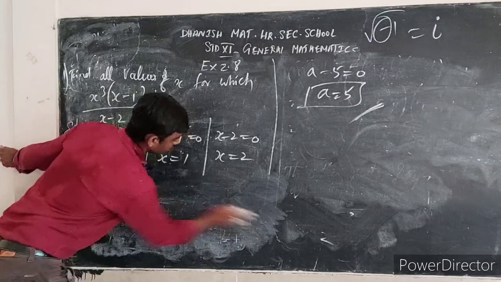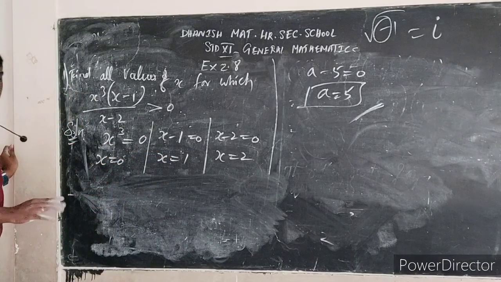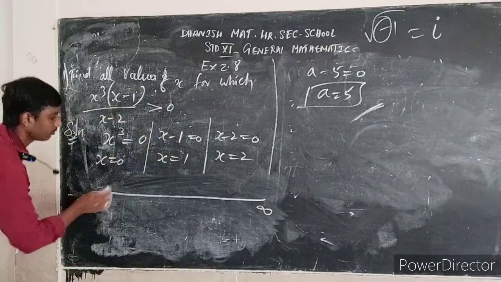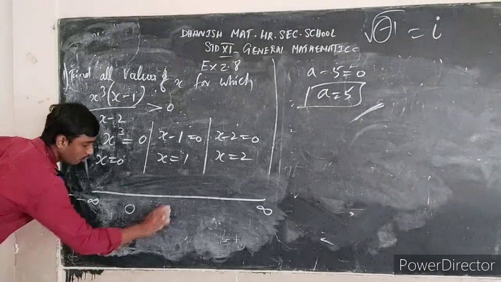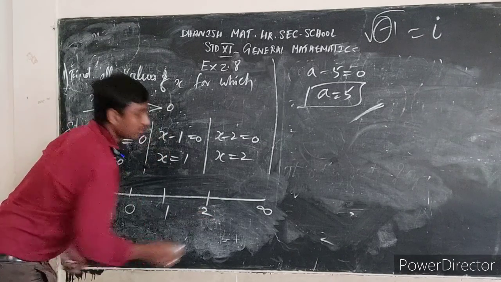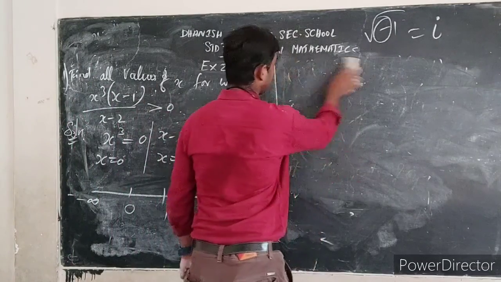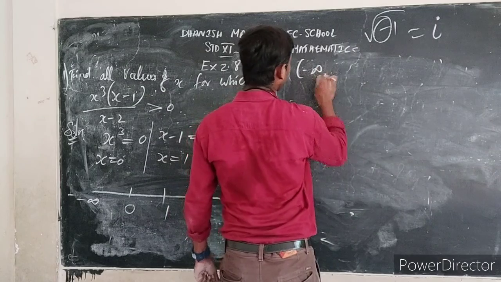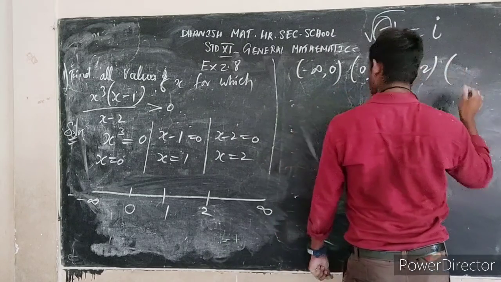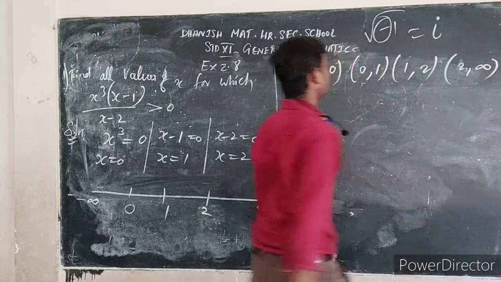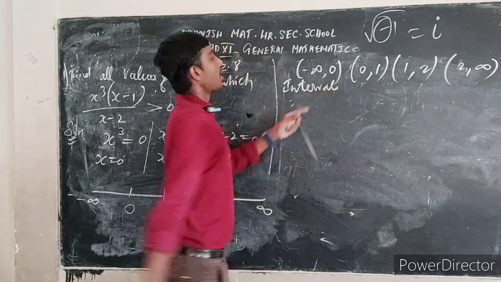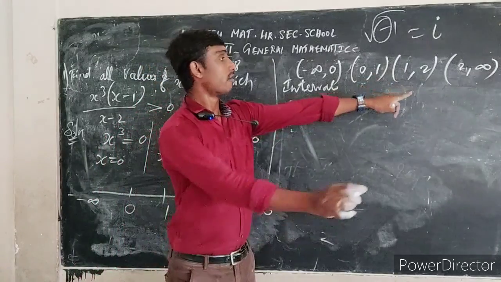Here we get the critical points. Now we are going to draw the number line, minus infinity to plus infinity. The critical points are 0, 1 and 2. So now we have to take the intervals, with the same procedure we followed before. The intervals are minus infinity comma 0, 0 comma 1, 1 comma 2, and 2 comma infinity.